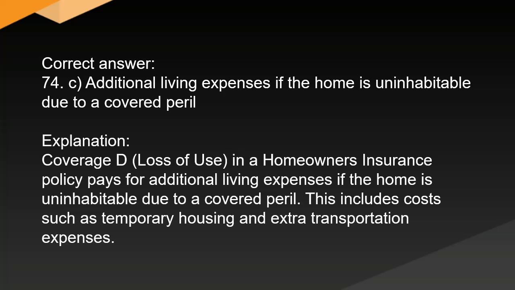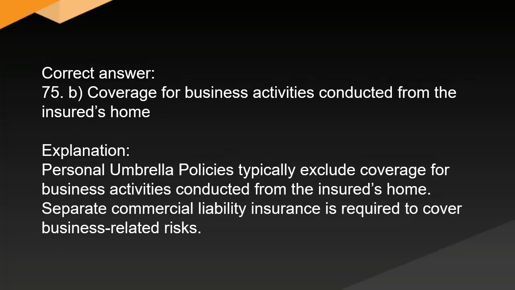This includes costs such as temporary housing and extra transportation expenses. Correct answer. B. Coverage for business activities conducted from the insured's home. Explanation. Personal umbrella policies typically exclude coverage for business activities conducted from the insured's home. Separate commercial liability insurance is required to cover business-related risks.